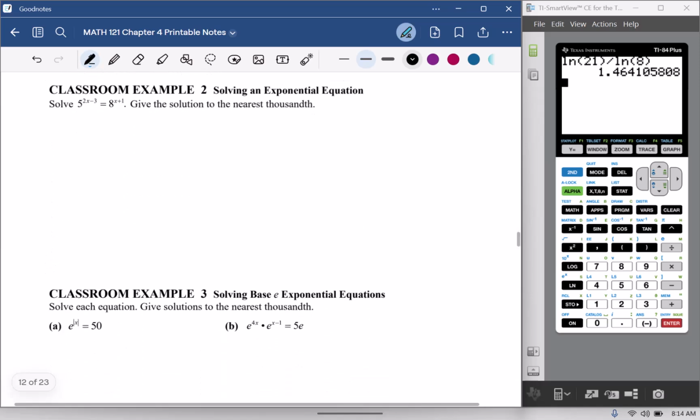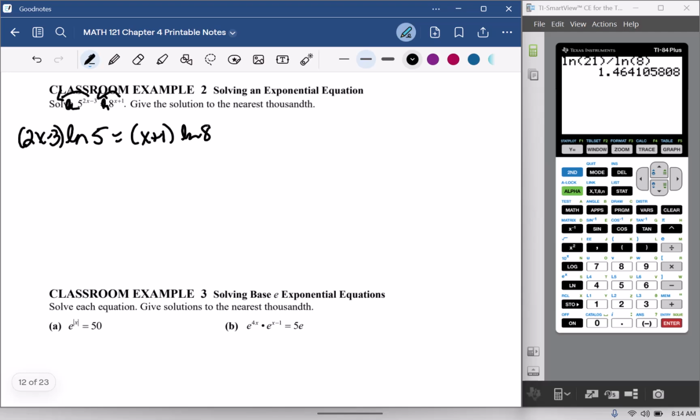The next one, we're going to basically do the same thing. We've done one of these in the previous section. So we're going to take the natural log of both sides, and then we're going to move the exponents to the front. So let me just go ahead and do that to save a line. 2x minus 3, ln of 5, and then x plus 1, ln of 8. We're going to distribute. So 2x ln of 5 minus 3 ln of 5, and then x ln of 8 plus 1 ln of 8.